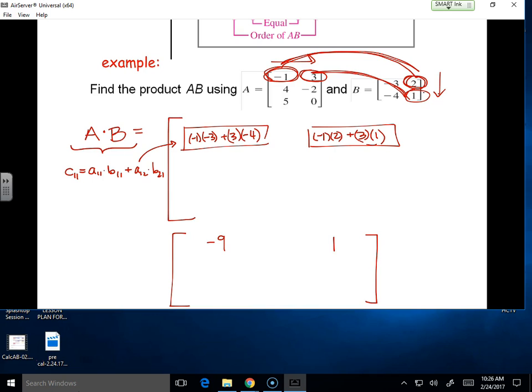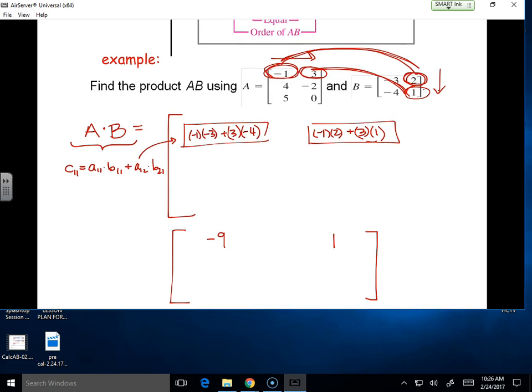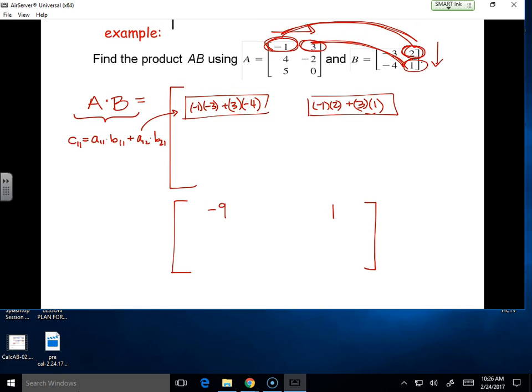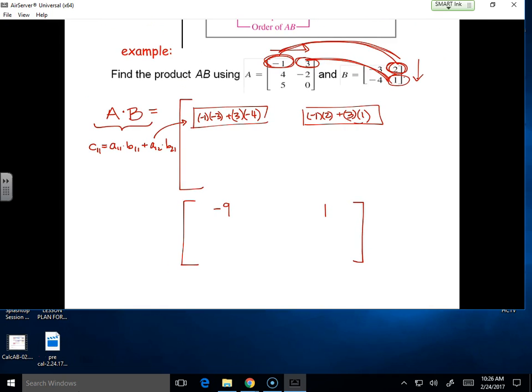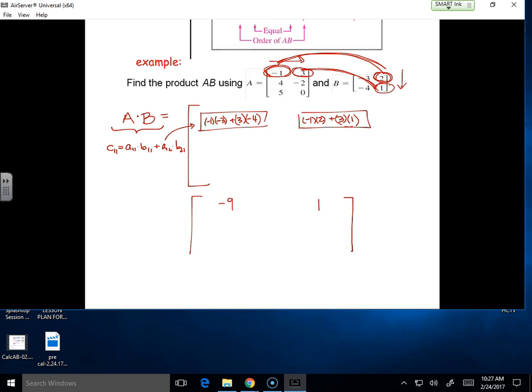So we work by rows and we work by columns. Rows of the first and columns of the second in our multiplication. So we have just completed our first row. You see it? Negative 9, 1. Didn't we complete our first row? Okay. We used both the elements in the first row and we associated them with both the columns in the second one. So now what is it time to move on to?